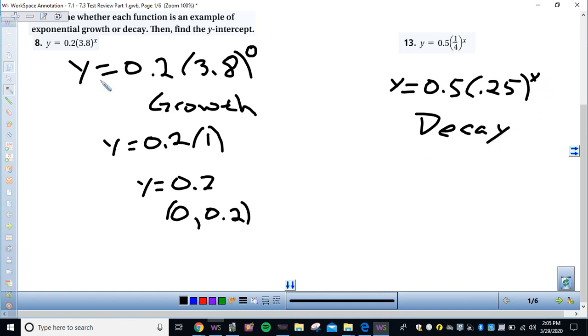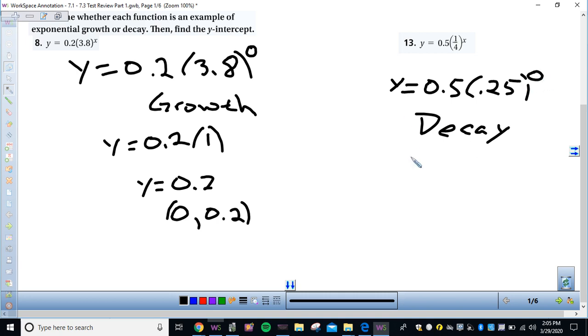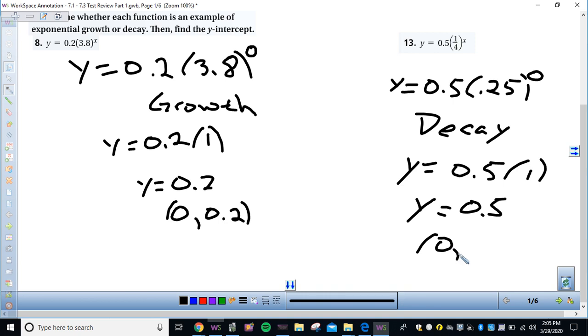Again, if we plug in that 0 for x, then it's going to look like this. Y equals 0.5 times 1. So the y-intercept would be 0.5, written as an ordered pair, (0, 0.5). So that is our y-intercept. Okay, moving on.